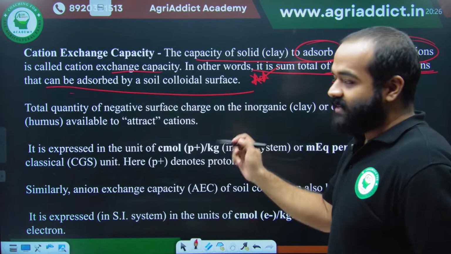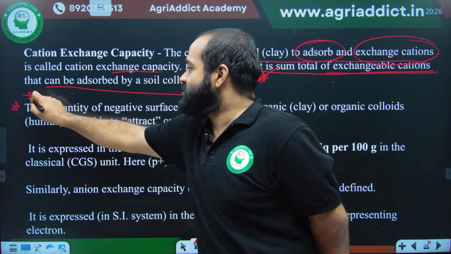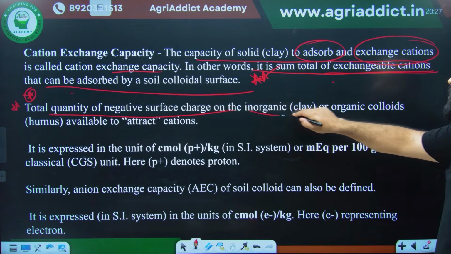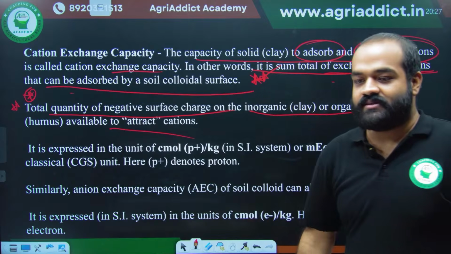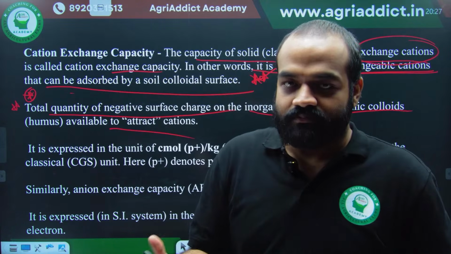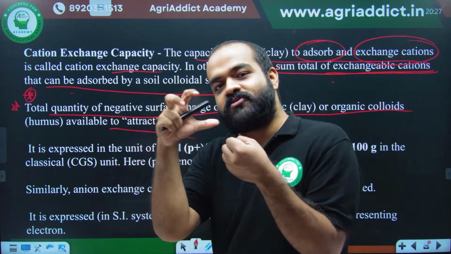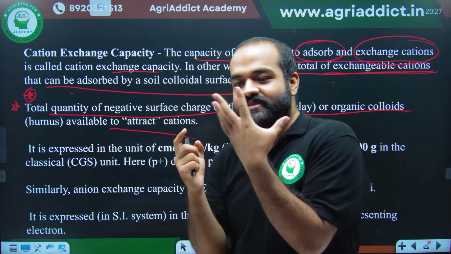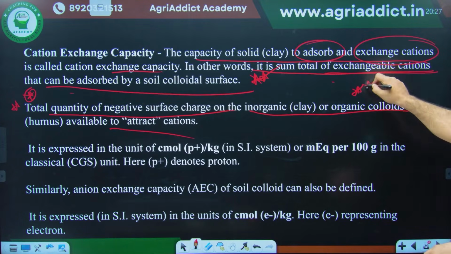Total quantity, it can also be defined as, this is also a very important definition. This also you should remember. It is the total quantity of negative surface charge on the inorganic or organic colloid which is available to attract cations. So cation exchange capacity can be expressed in the way of cations, how many cations are attached and how much negative charge the colloid has, which is available to attract the cations. All right. So this is very important.